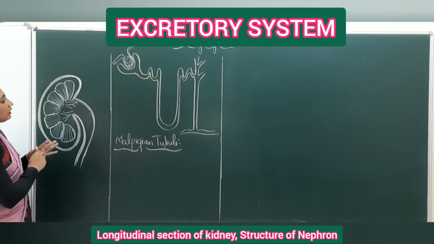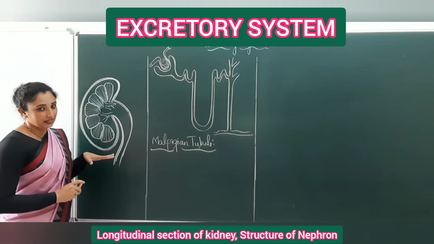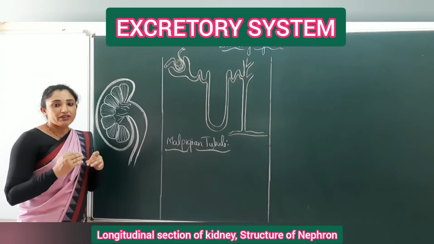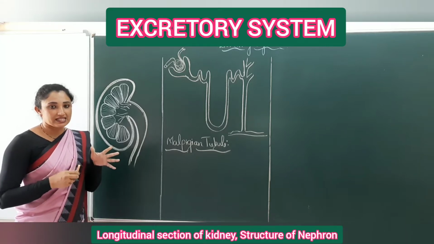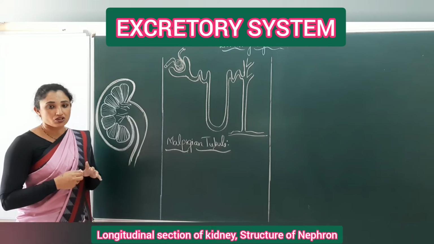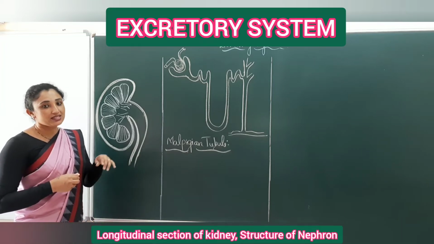So this is the longitudinal section of the kidney. What you see on the board is the longitudinal section of the kidney. When we talk about the sections of the kidney, we can classify it into two types. One is longitudinal section and the other is cross section. Now what is longitudinal section?